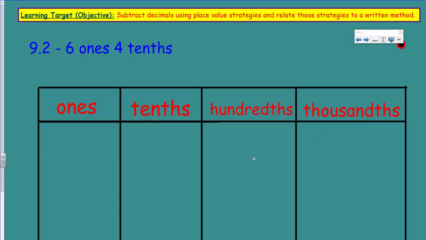Yes. Another problem with mixed numbers. We have 9 and 2 tenths minus 6 and 4 tenths. Okay, let's go ahead and do the algorithm first and see if it all matches up.